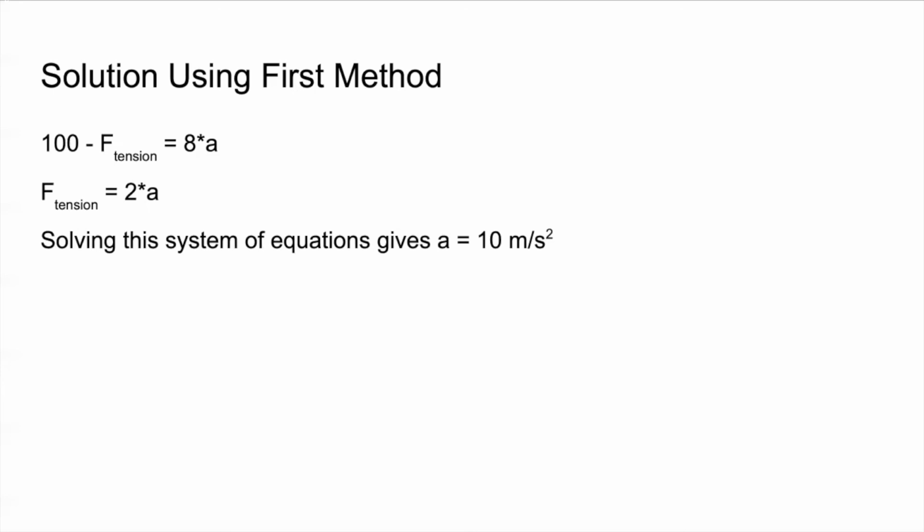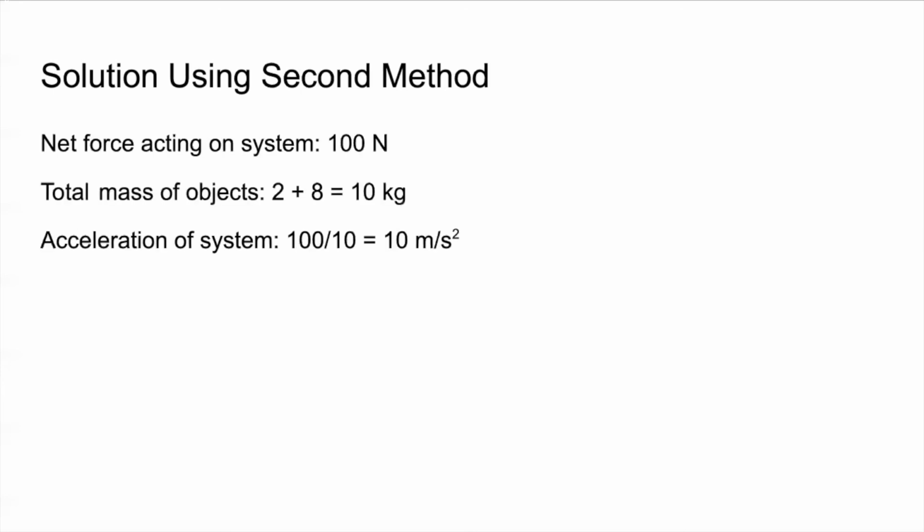And using the second method, you first determine the net force acting on the system. That's just 100 newtons. And then you add up the masses of the objects to get 10 kilograms. So the acceleration of the system is 100 divided by 10, which is 10 meters per second squared.